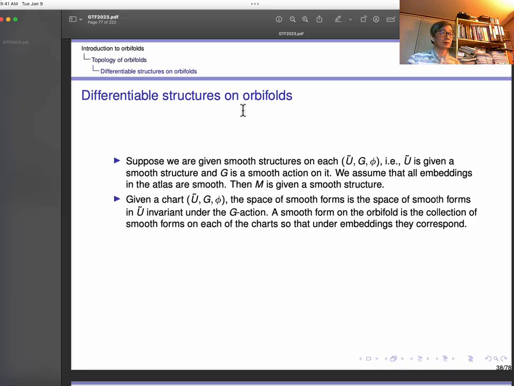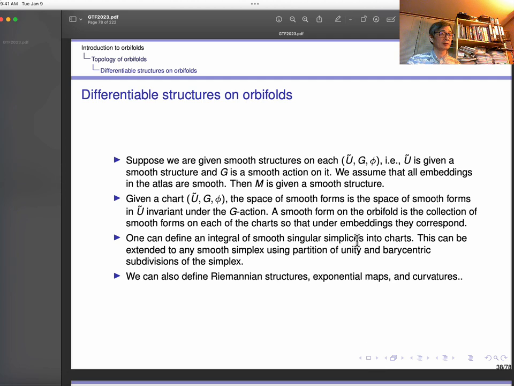Okay, so let's talk about differentiable structures on orbifolds. Suppose we are given smooth structures on each U_i, so that each U_i is given a smooth structure and G has a smooth action on it. We assume that all the embeddings in the atlases are smooth, and M is given a smooth structure. So given a chart (U, G, φ), the space of smooth forms is the space of smooth forms on U invariant under the G action. So a smooth form on an orbifold is a collection of smooth forms on each of the charts, so that on the embeddings they agree with each other, under these transition maps.